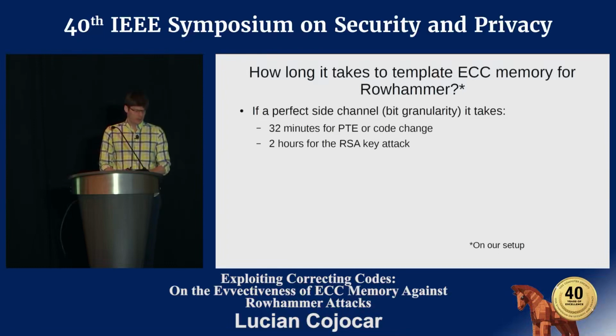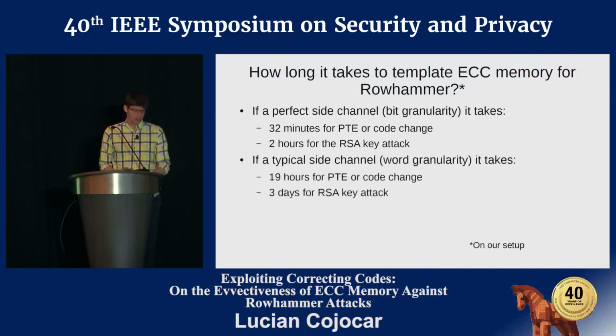Whereas the canonical exploits, where you can just directly observe the bit flip, run almost instantly. But typically, you can only guess which word actually contains a bit flip inside the row. So this one can take like 19 hours or even 3 days on real systems. So this was our setup that had some bit flip. So it's also dependent on the memory.